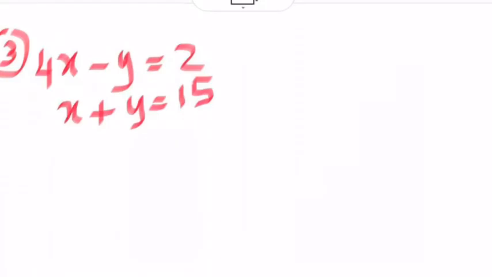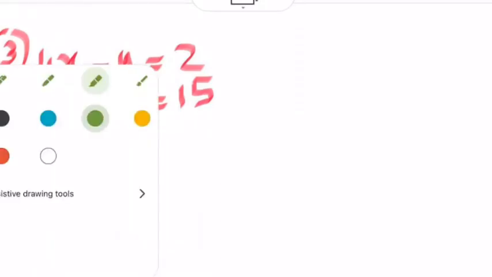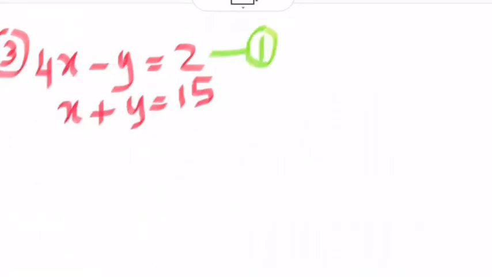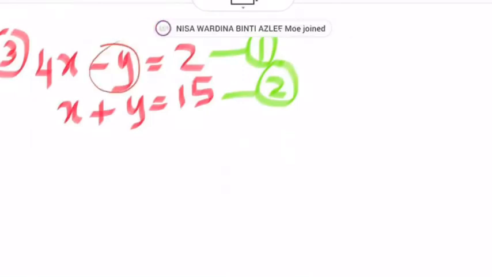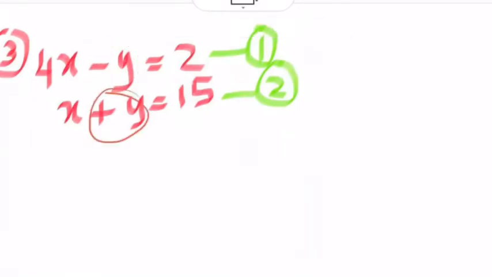So here we have y for the first equation, this is the second equation. Okay, di sini you ada minus y, positive y. So how are we going to eliminate the y? Should you plus or should you minus to make it 0? Eliminate means when you do the addition, they become 0. Habis, terhapus. Nak tambah ke nak tolak?